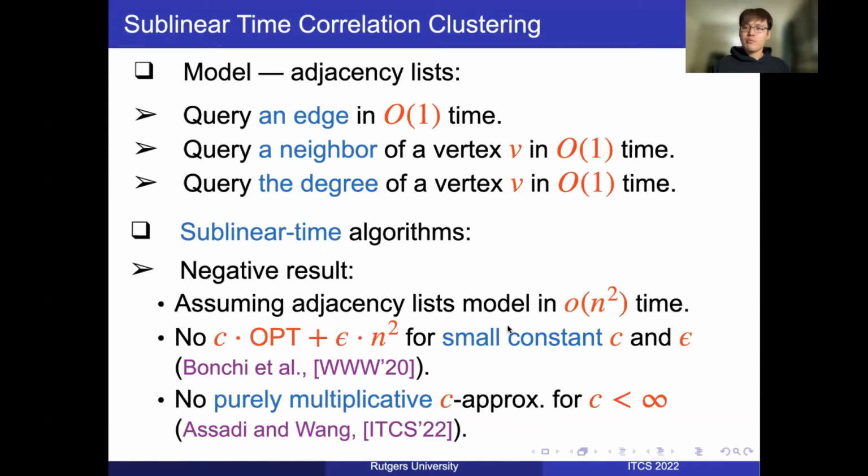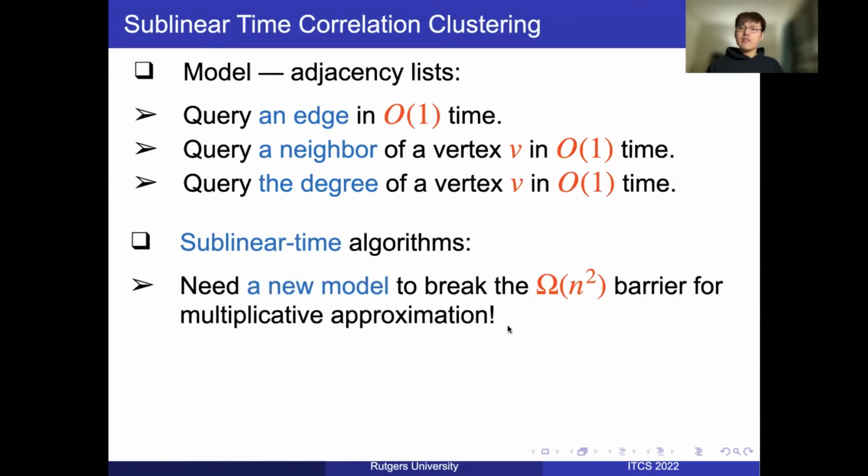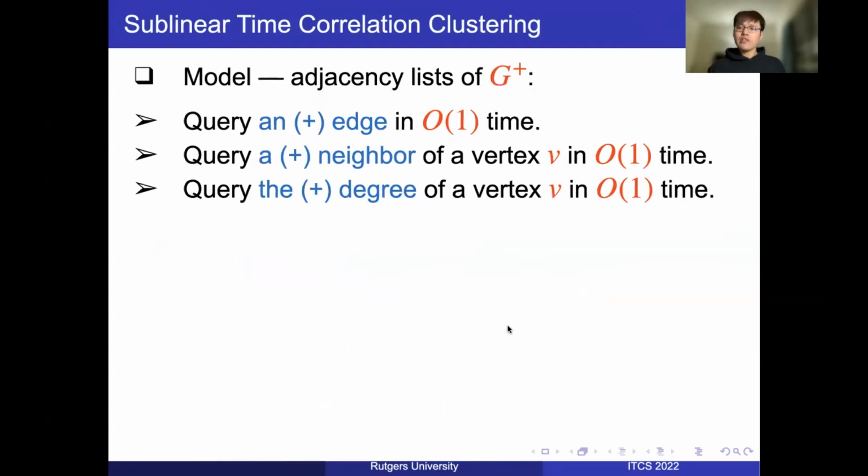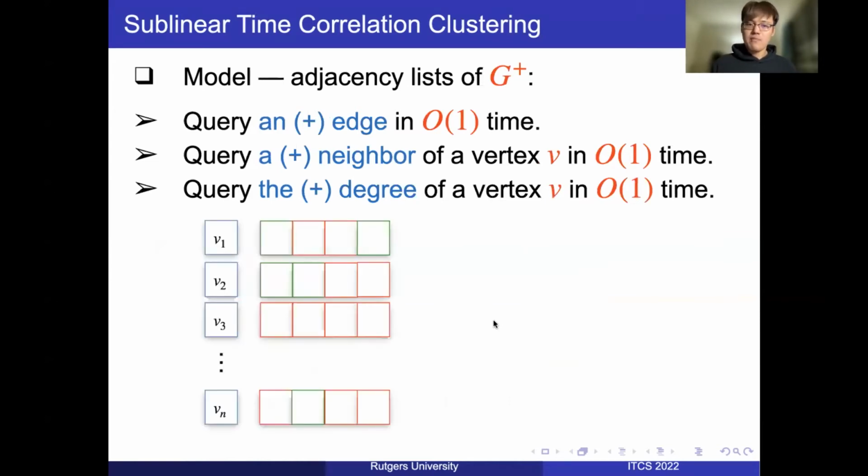I won't focus on the proof of these negative results, but I want to give you some insight: to break this quadratic barrier for multiplicative approximation, we really need a new model. And in our result, we use the adjacency list for the positive subgraph instead. So what does it mean? We tweak it a little bit. Now we are allowed to query a positive edge in constant time and fix a vertex v. We're allowed to query one of its positive neighbors, and its positive degree, in constant time.